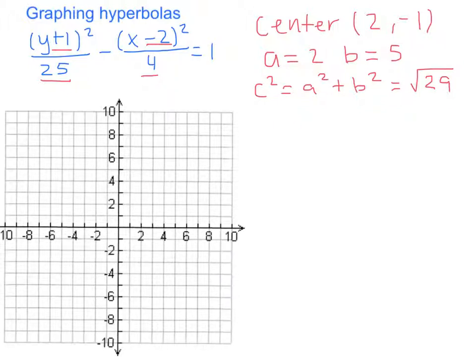We need to put a few things on our graph first. The first thing that goes down is your center. Your center is going to be at (2, -1). And then the next couple points we need are going to come from our a and b values. So if a equals 2, we're going to put 2 points horizontally away from the center. So these are 2 points that are 2 spots away from the center. And then the b value, we're going to count up 5 from the center.